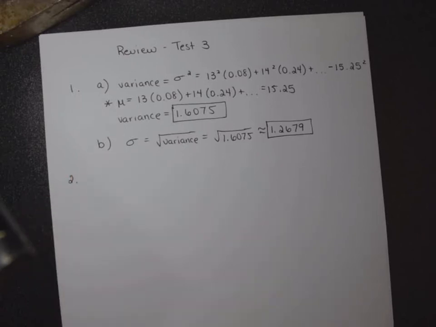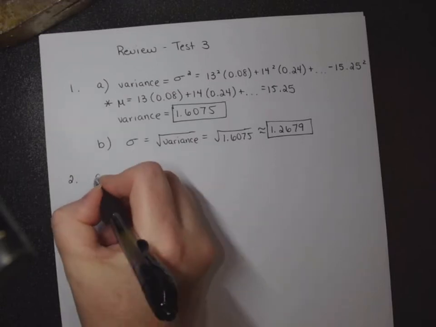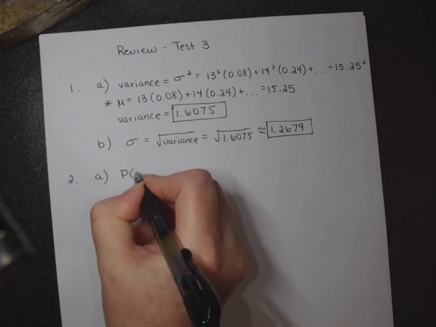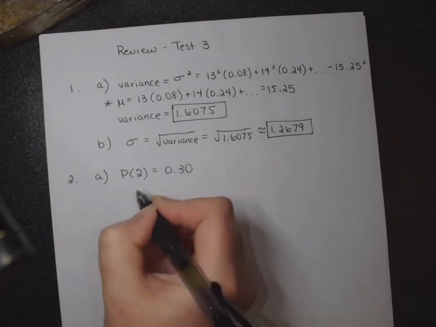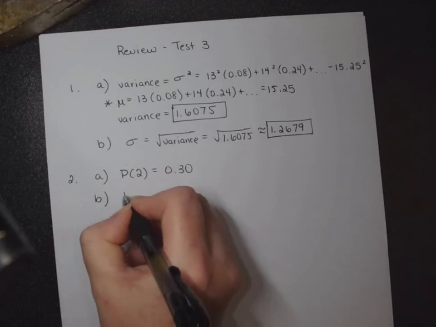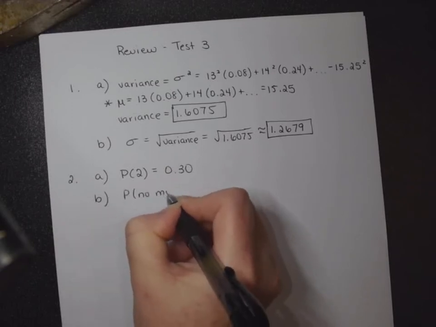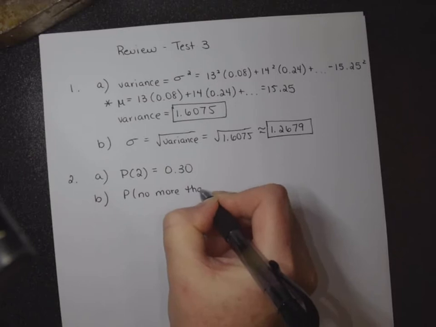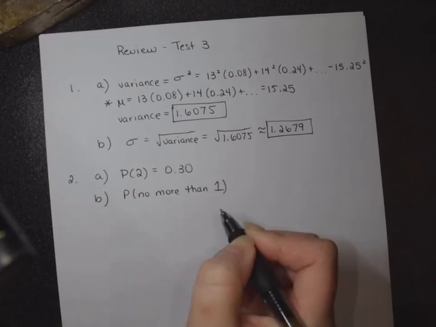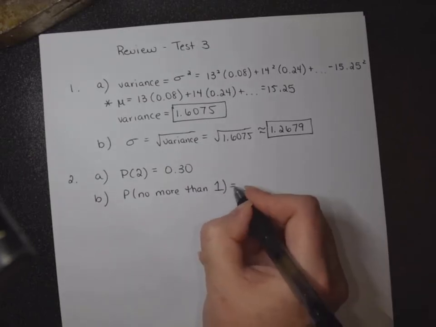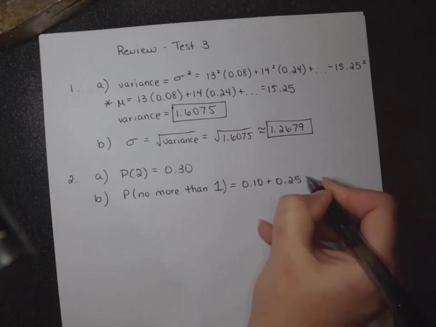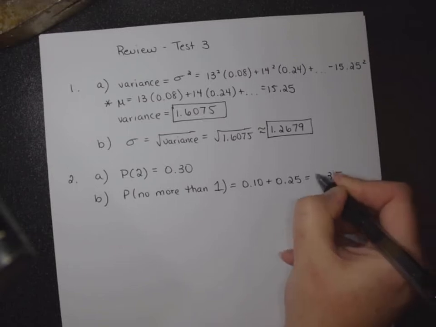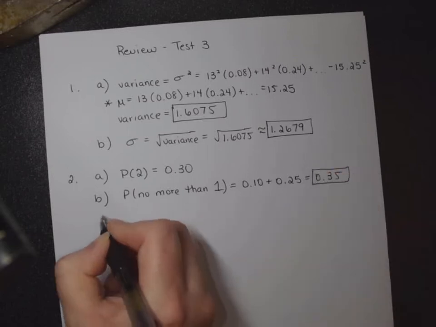Question number 2 uses the probability distribution that's listed above, and it asks you some various probabilities. Some of them are just can you read the chart or not. So the probability of 2 is just reading the chart. That's listed as 0.3. Okay, the probability of no more than 1. No more than 1 would mean 1 or 0. So all you do is add the probabilities for 1 or 0. And that's how I got what's on my key, which is 0.35.